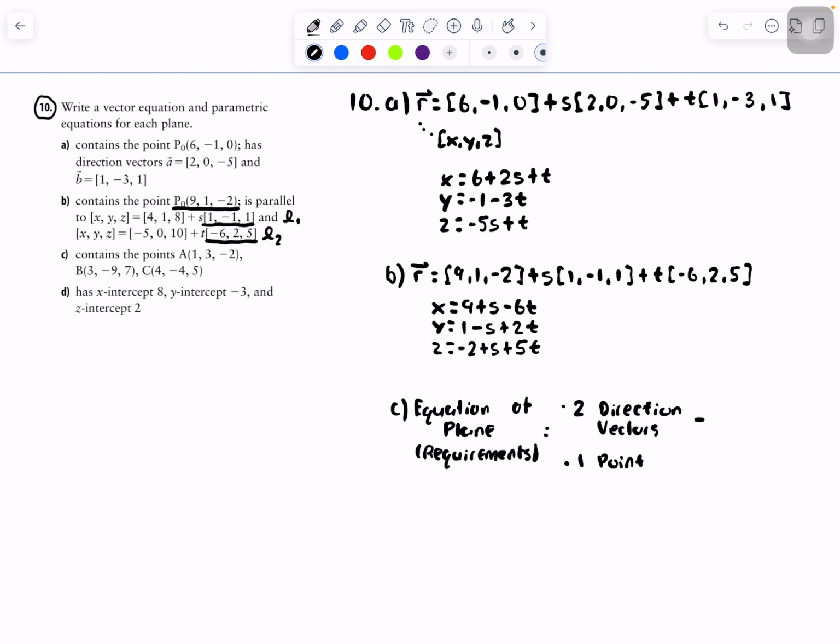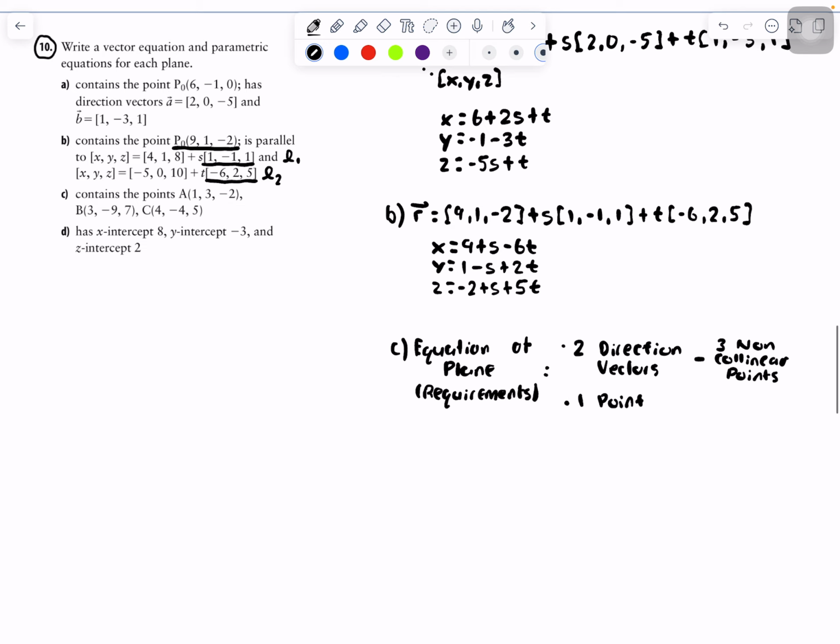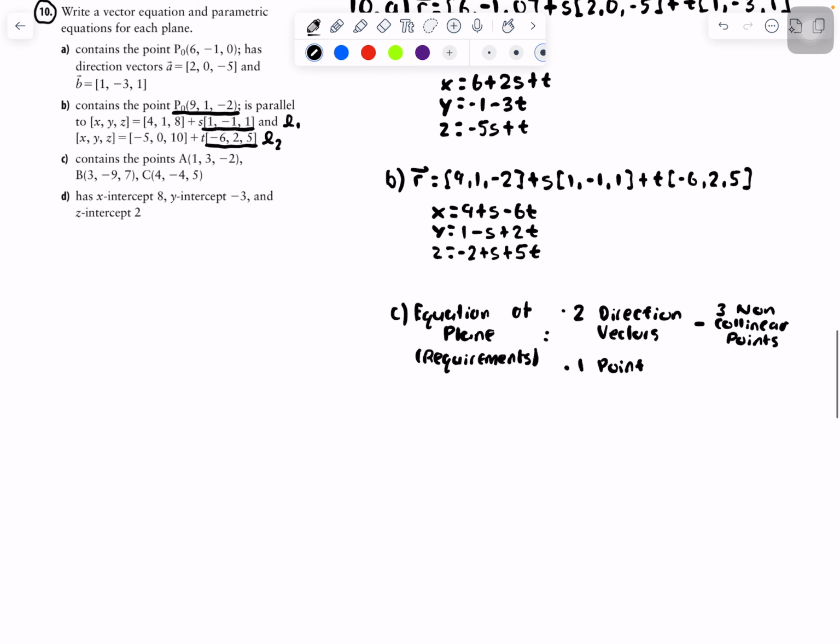So 3 non-collinear points. So they don't lie along the same line. That's what I'm talking about. Okay. So I just need to form 2 direction vectors from these 3 non-collinear points. So let's form vectors AB and AC, I guess. And they don't look like they're scalar multiples, which is nice. AB, AC. I guess I'll form them separately.